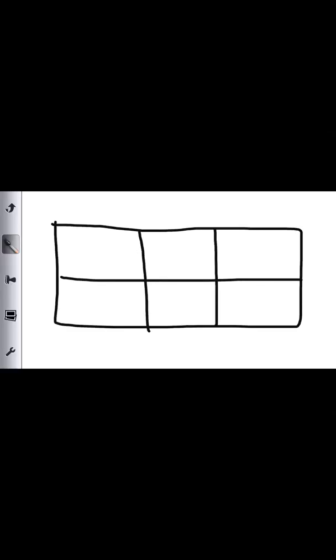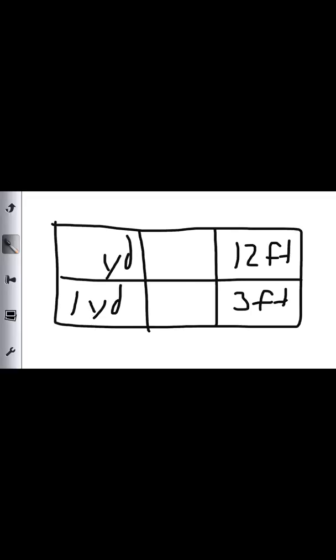And so I see here on my star chart that I have 1 yard, and I'm just going to copy it exactly, equals 3 feet, okay? And then the information that I already know is 12 feet. I already know that I have 12 feet, and I need to figure out how many yards I have, okay?